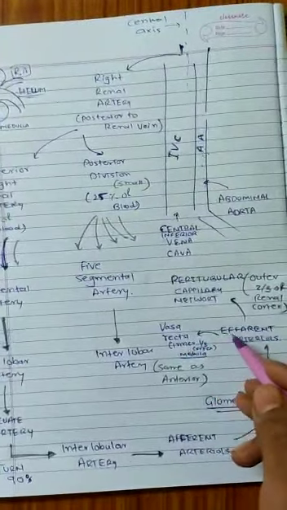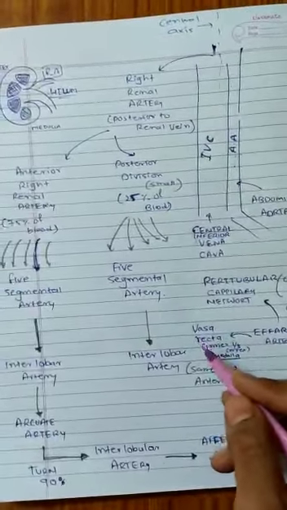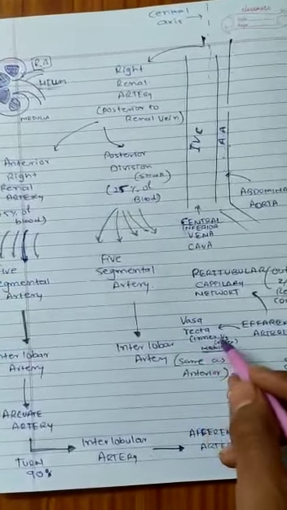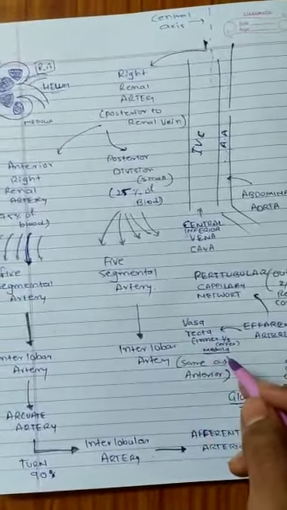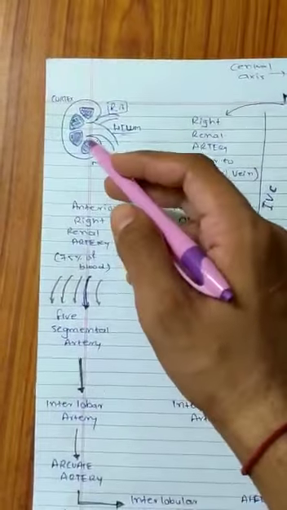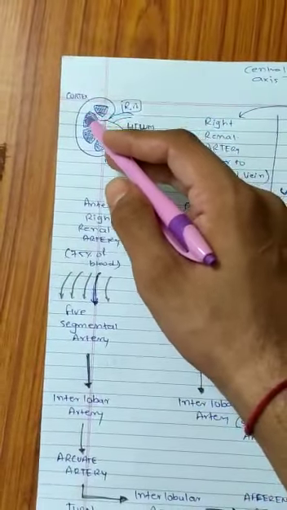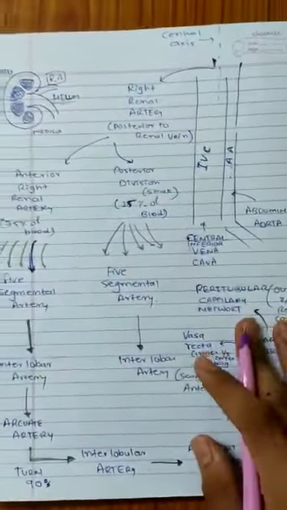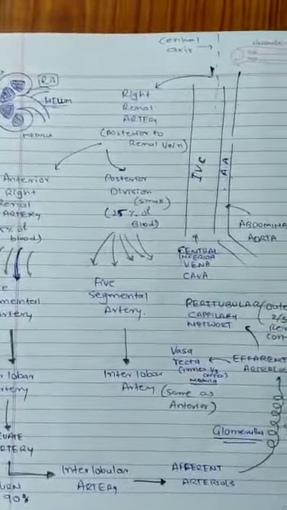And the other branch of the efferent arteriole is the vasa recta. This vasa recta will supply the inner 1/3 of the cortex and the medullary pyramids. We can see here the medullary pyramids and the inner 1/3 of the cortex, and this is supplied by the vasa recta. This whole is the arterial blood supply to the kidney.